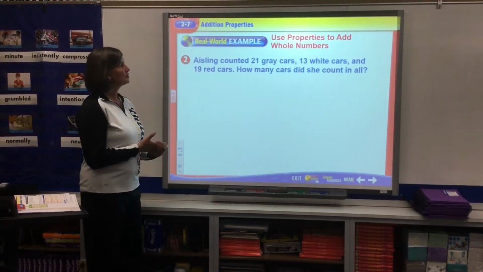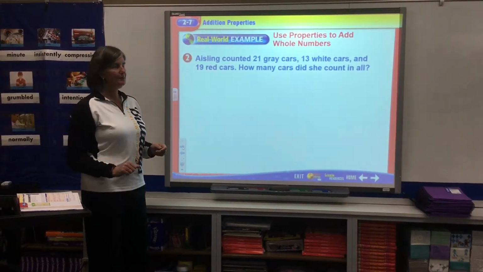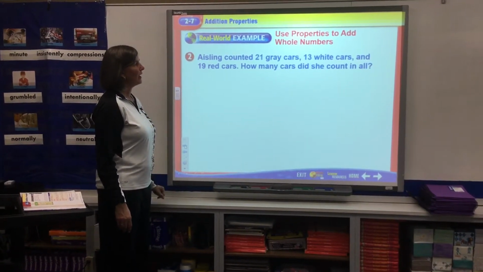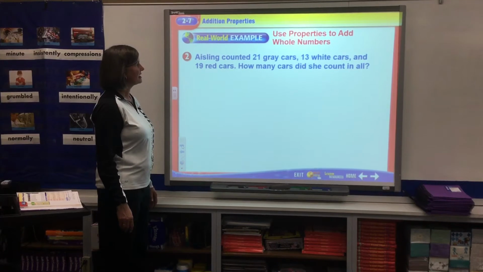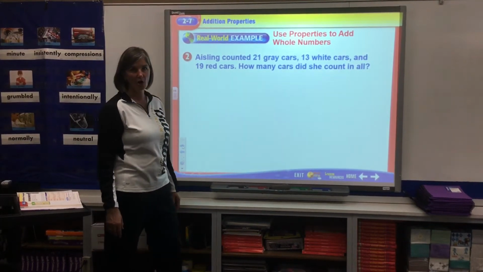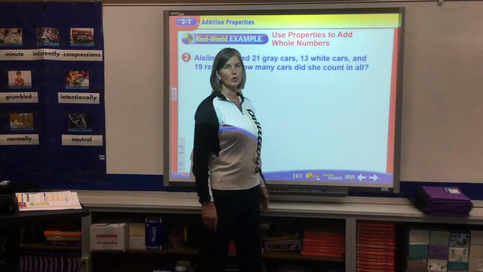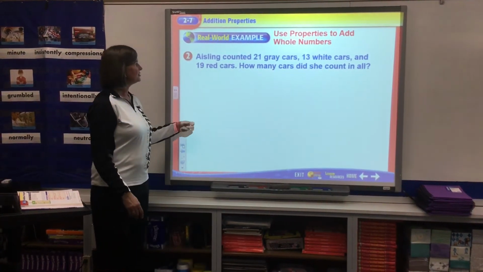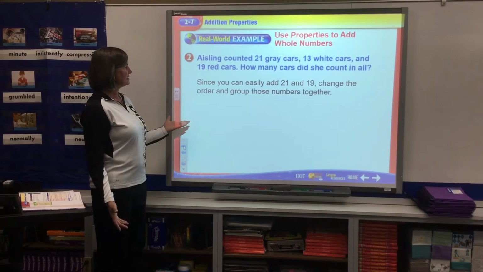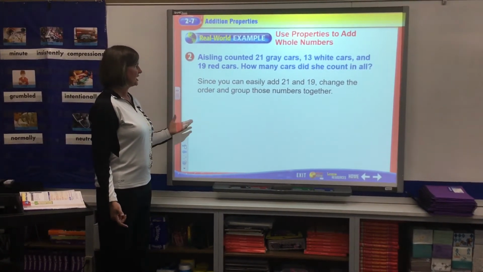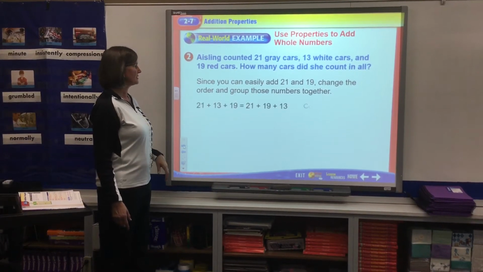We can apply this to real-world examples. All right, Aisling counted 21 gray cars, 13 white cars, and 19 red cars. How many cars did she count in all? There's a clue right here. They're asking us to add because of these two words, in all. And so the problem says you can easily add 21 and 19. You can change the order and group those two numbers together.